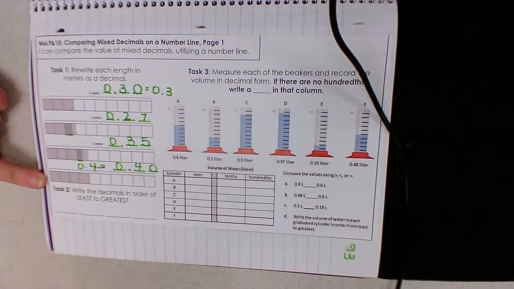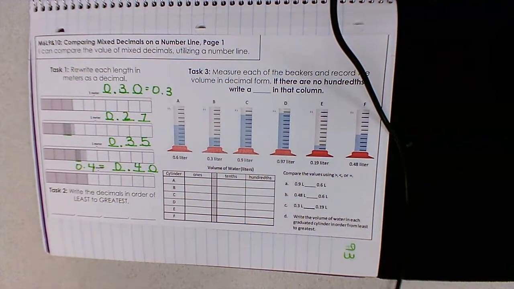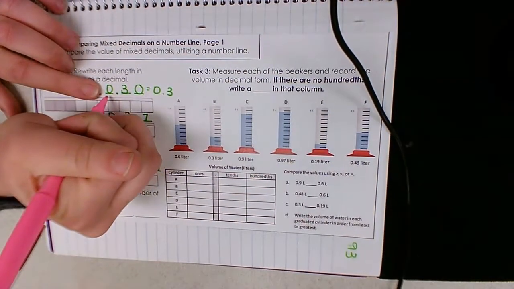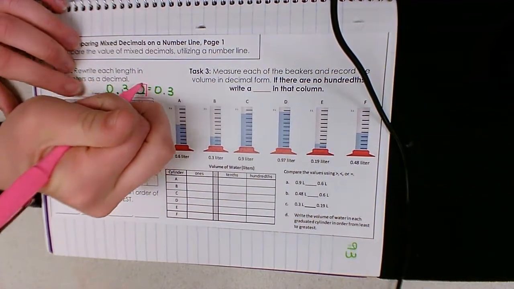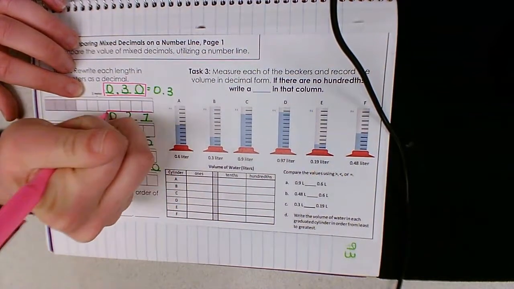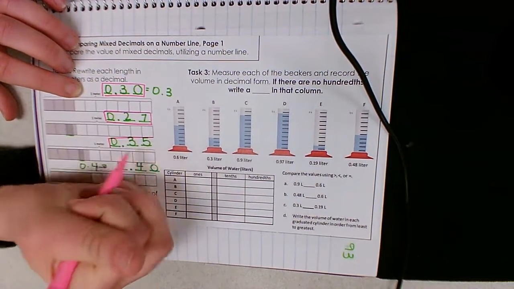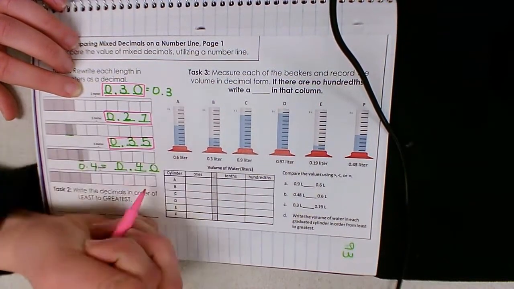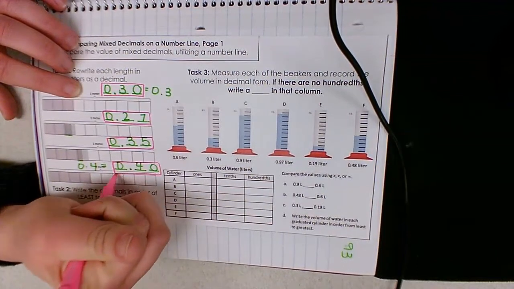Now we're going to order these decimals from least to greatest. It's easiest to compare decimals when they're all written in the same amounts. That's why we took the time to write these decimals in hundredths. So we're going to compare 30 hundredths, with 27 hundredths, with 35 hundredths, finally with 40 hundredths.